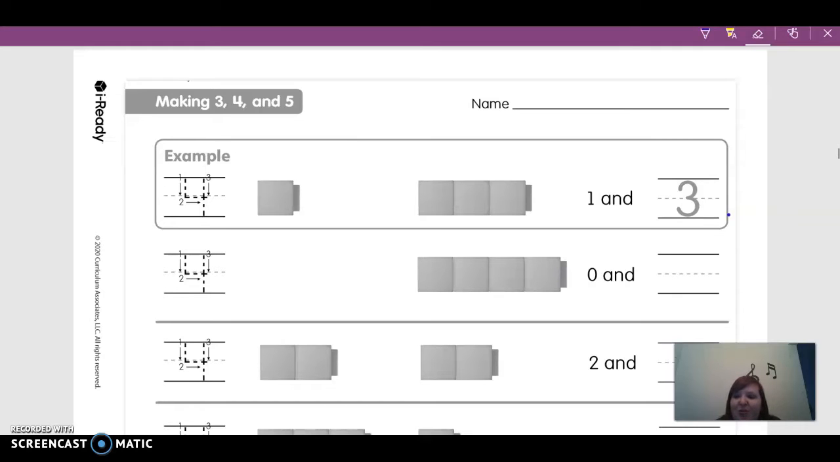Video for Tuesday, April 14th for math at home learning. We are going to work in our math packet first. So you need to get out your math packet. It's pages 8 and 9 is what we're going to do. We're going to do page 8 together, and then I'm going to have you do page 9 by yourself, and then we will go over the answers.